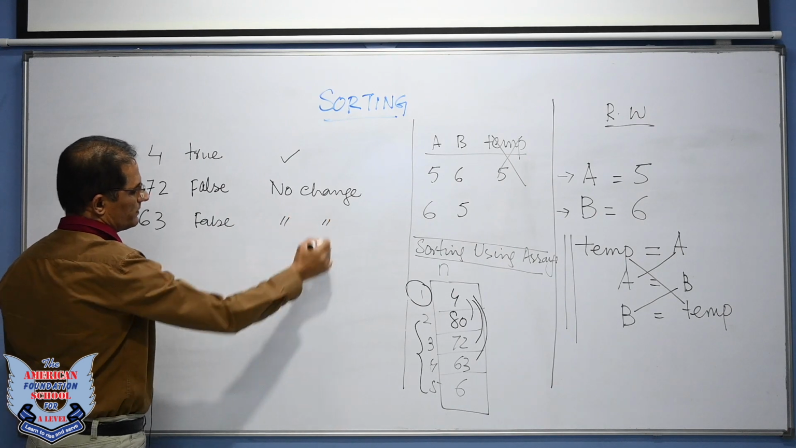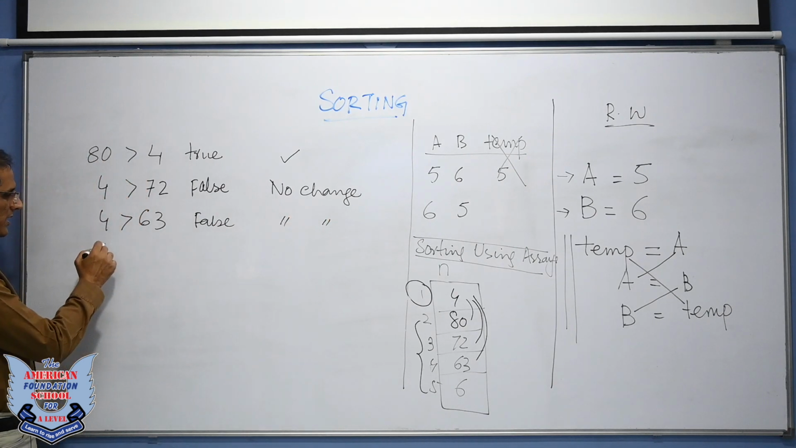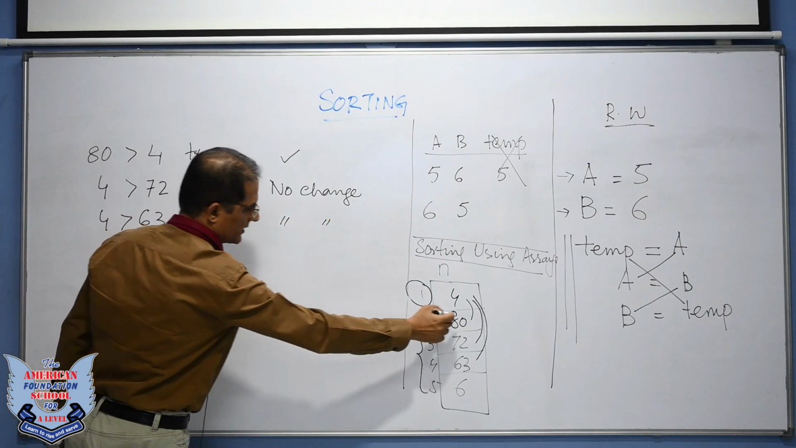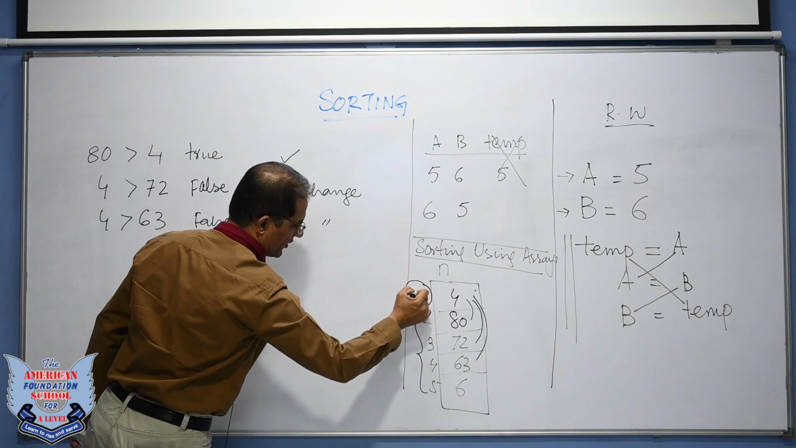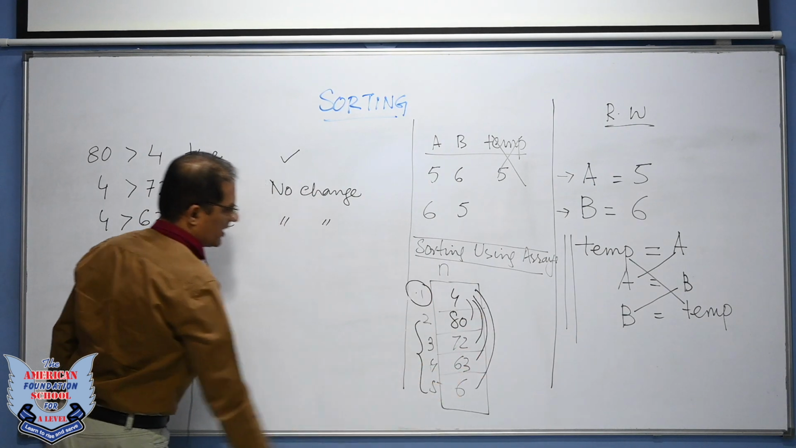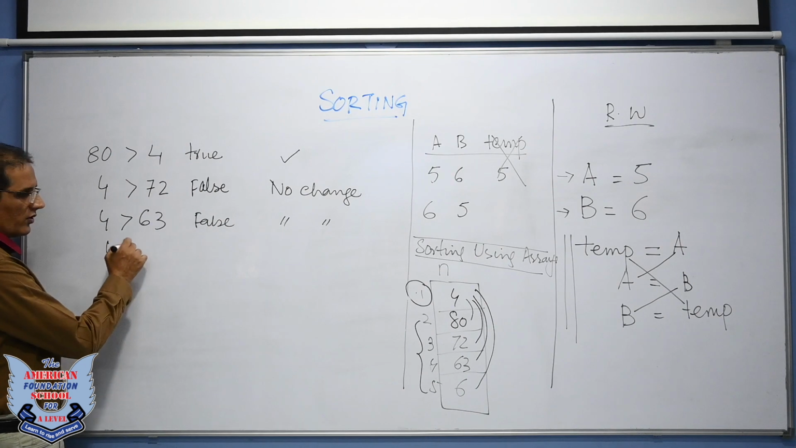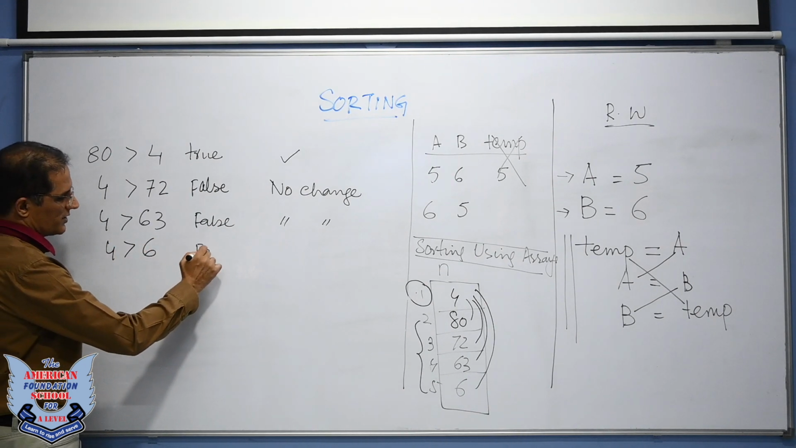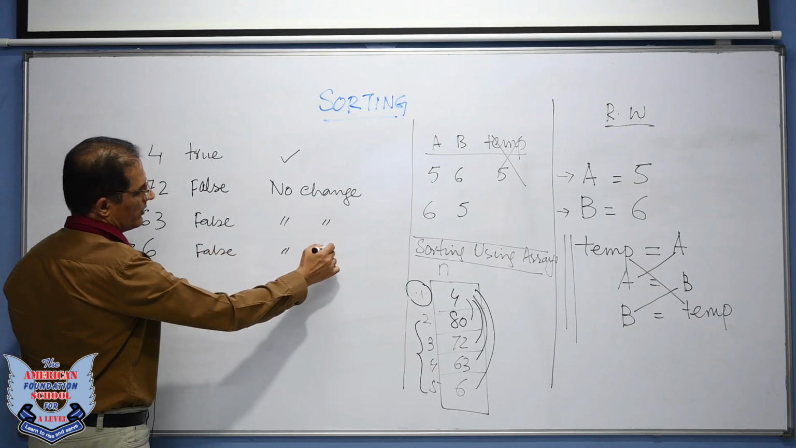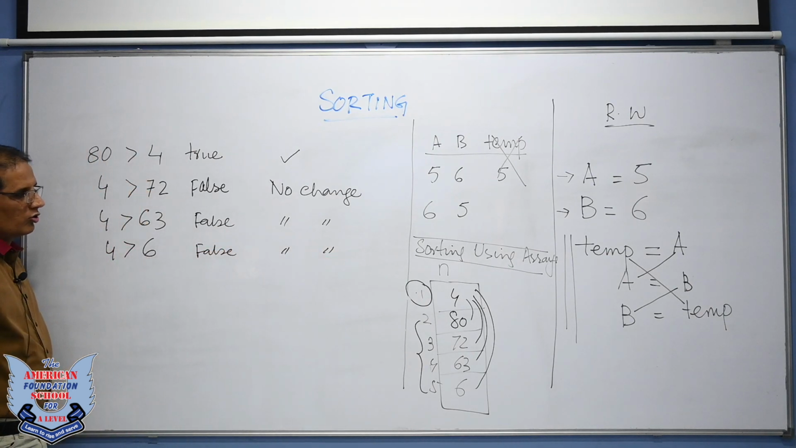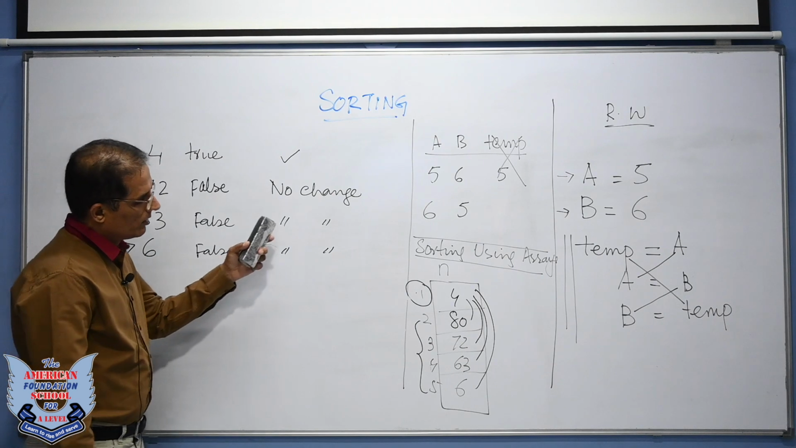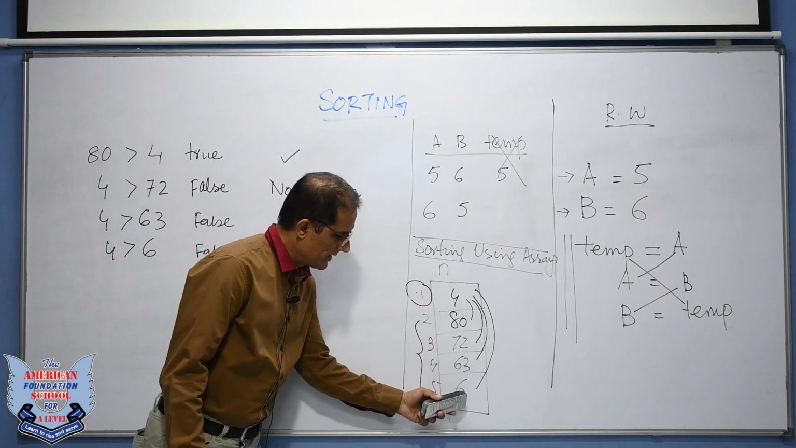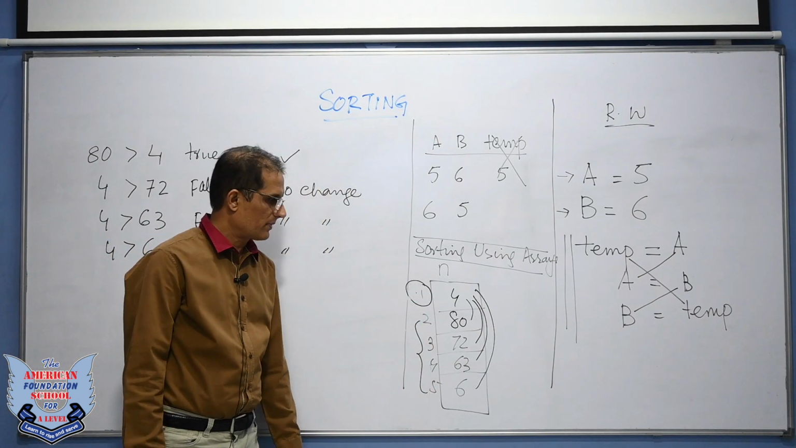No change. And then we are going to make the comparison between the first position number with the last one. So is 4 bigger than 6? Answer is once again false. That means no change. So this process of comparison has completed the first time.